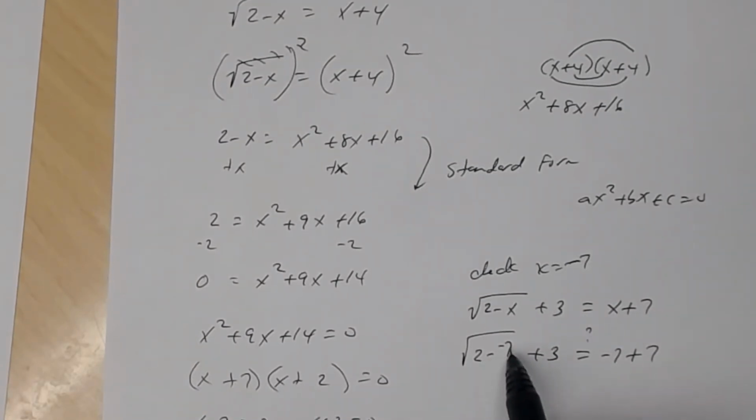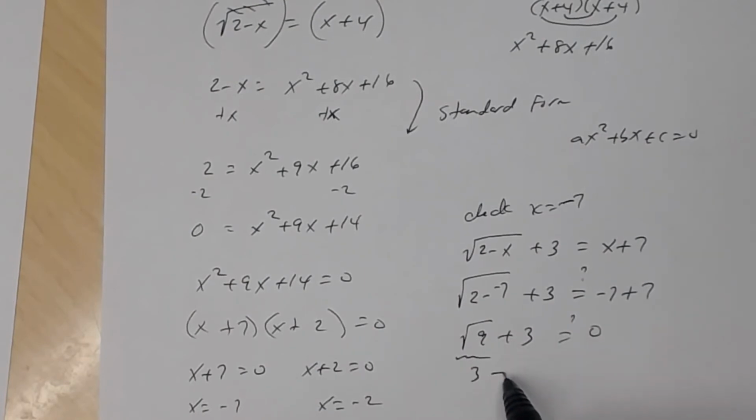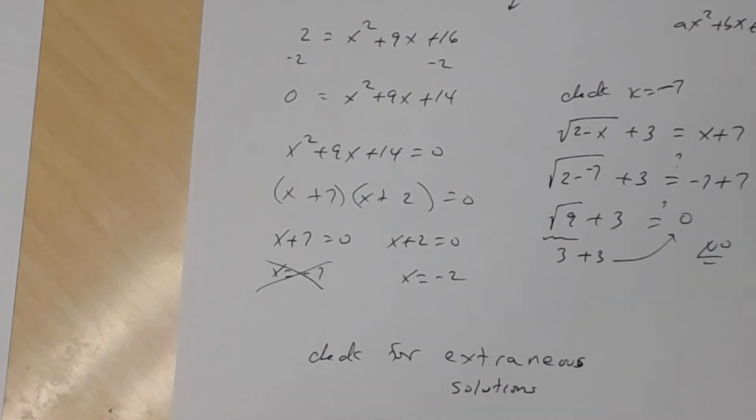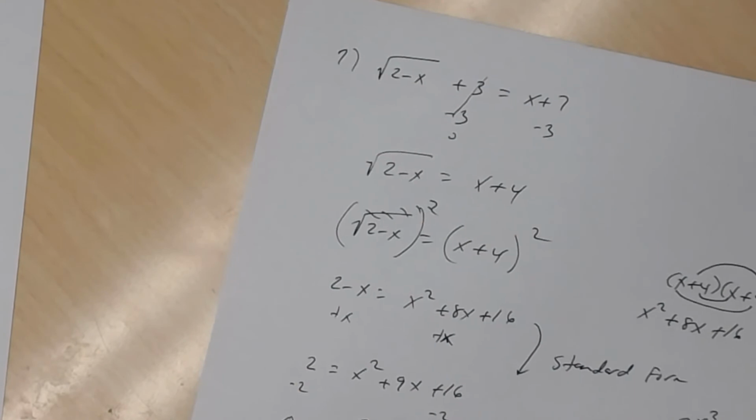Well, first of all, 2 subtract a negative 7 is 2 plus 7, which is 9. So the square root of 9 plus 3. And on this side, negative 7 plus 7 is 0. Well, the square root of 9 is 3, and the question is, is 3 plus 3 equal to 0? And the answer is no. So negative 7 is an extraneous root. That's not a solution to the original equation.